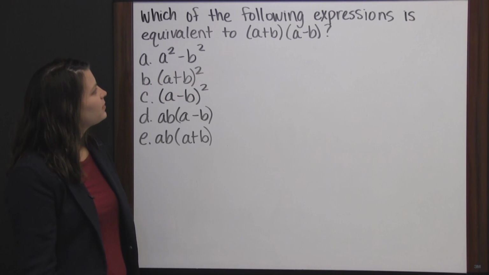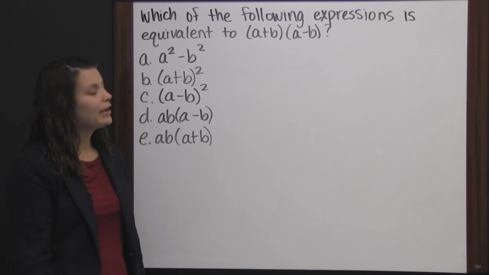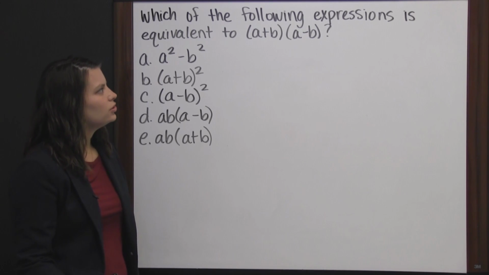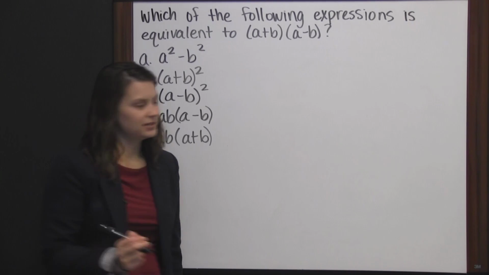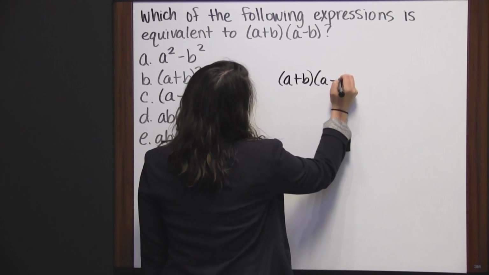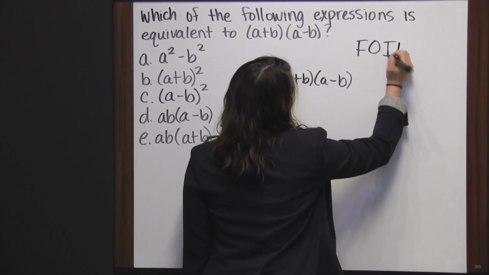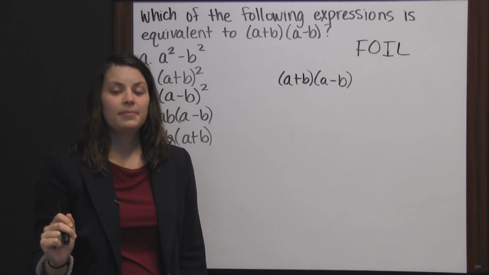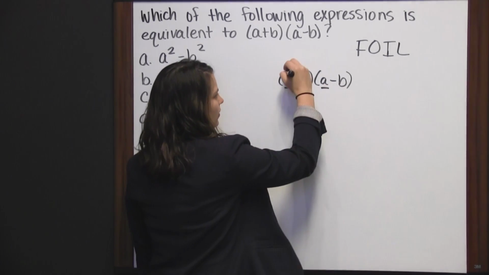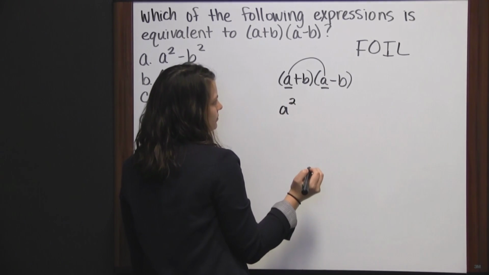Which of the following expressions is equivalent to the quantity A plus B times the quantity A minus B? Well, this is actually a rule that you would memorize, but you don't have to memorize it. You can always just take these binomials and multiply them together using FOIL. The F stands for first, meaning to multiply the first terms in each set of parentheses. So A times A. And A times A is A squared.